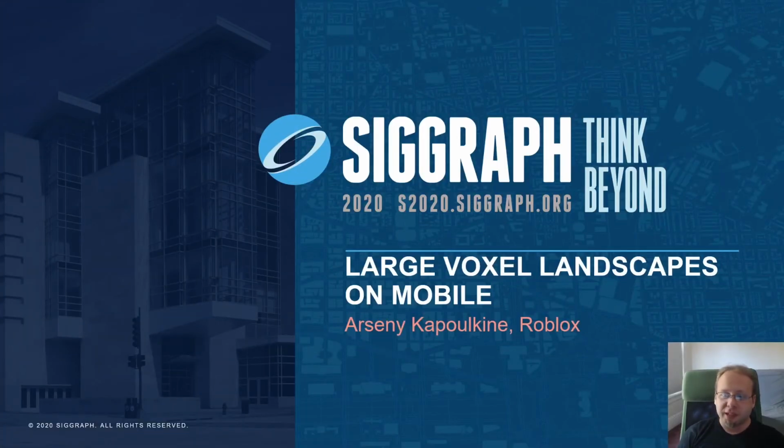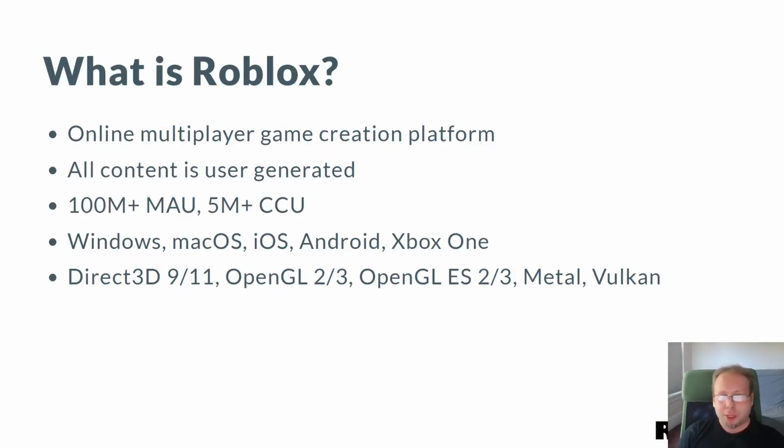Welcome to Large Voxel Landscapes on Mobile, where we're going to talk about the terrain system that we use at Roblox, how we made it scale to larger worlds, smaller devices, and implementation decisions we've made along the way. Quick aside, what is Roblox? It's an online multiplayer game creation platform. Platform is the keyword here. It means that the content is created by our community, not by us.